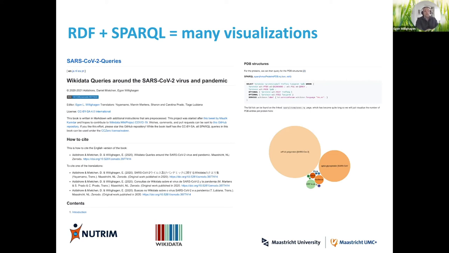Another example of the RDF plus SPARQL is this book. We're back to SARS-CoV-2 that we started this presentation with. And here I have a book written in Markdown with interactive data directly pulled from Wikidata. And because this book is basically a long set of small bits of text and SPARQL queries, I can update this book every day. And I typically at this moment do that every other day. But as soon as new information comes in Wikidata, again, there is a large group of people looking into a lot of details of SARS-CoV-2 in Wikidata, then these updates automatically get entered into this book.